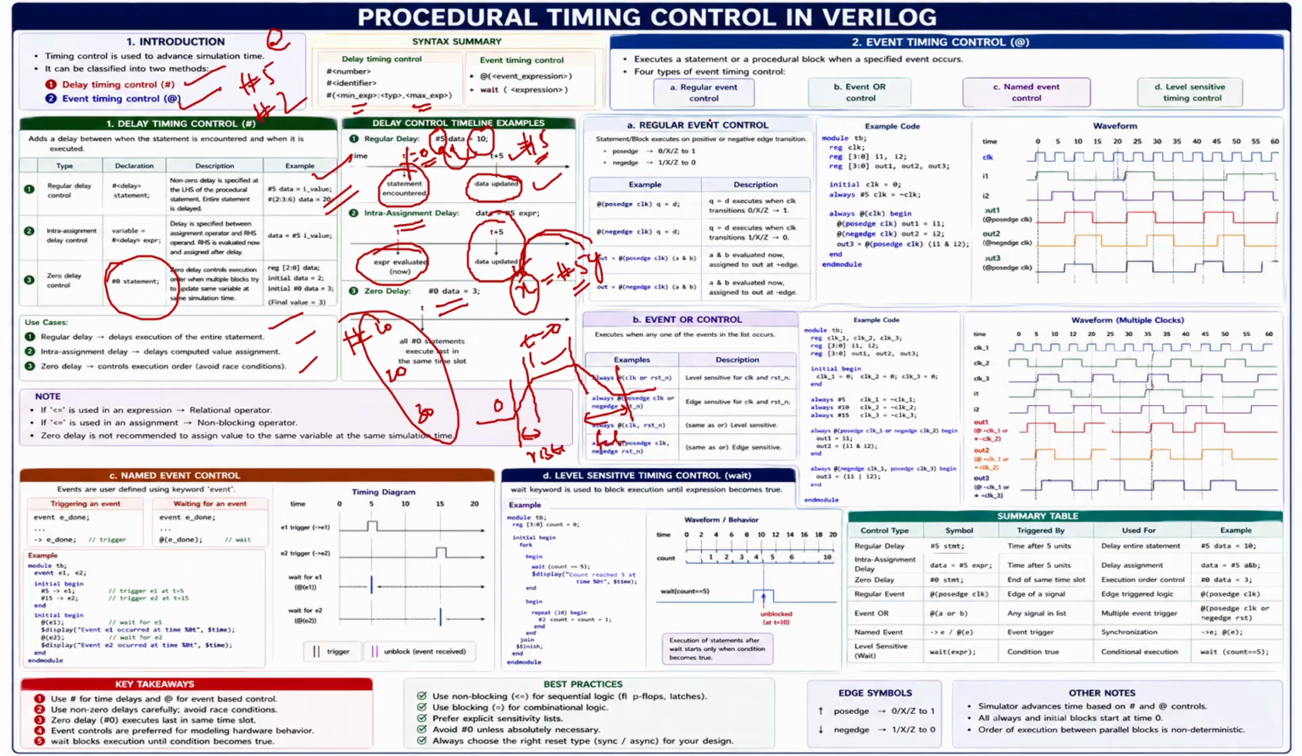And then event control means it depends upon the posedge clock or negedge clock we are giving. So that is the event control. Sometimes we have named event control, where based on the name we can give the event, and sometimes we give level sensitive control, that means either posedge clock or negedge clock. Based on that, event control will appear. Named means we need to mention some name. So this is the regular events, either posedge or negedge.